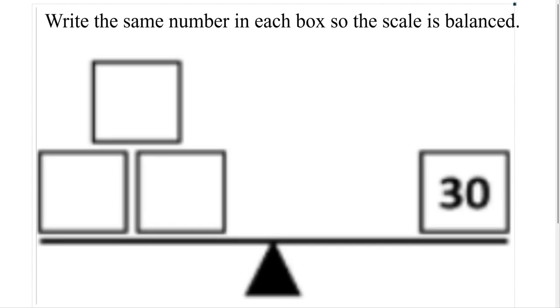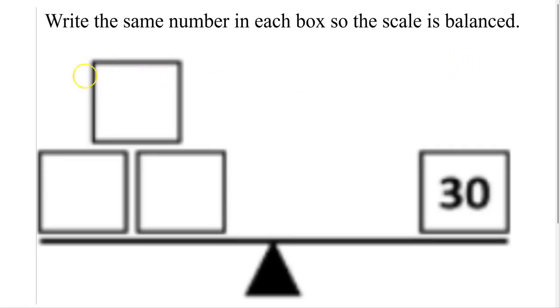So we've been solving equations in class, and we've learned so far that equations can have one solution. Looking at this scale here, on one side we have 3 boxes, and on the other we have 30. So the question is, if each of these boxes has the same number, what number could we put in here to keep the scale balanced?